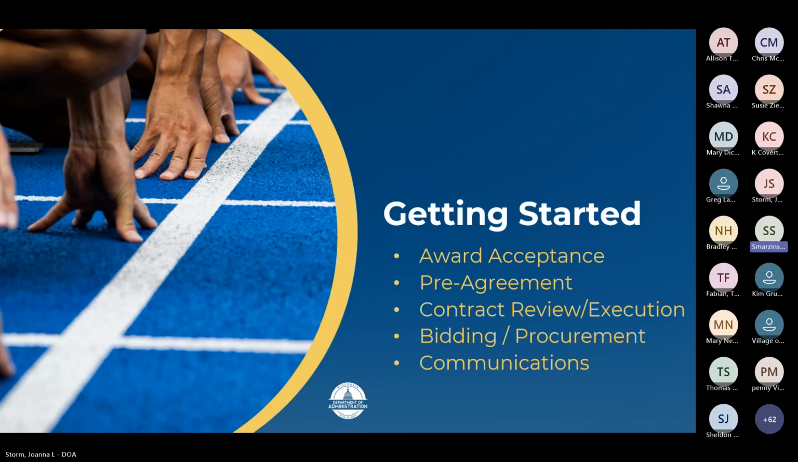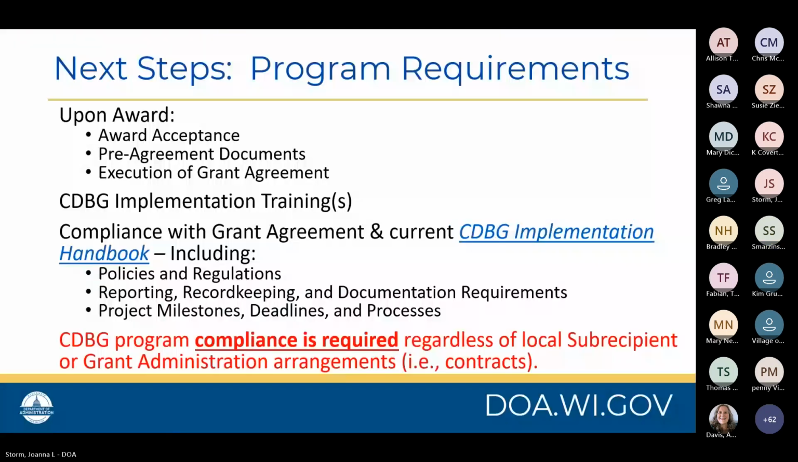Thank you, Angela. Now we'll focus on the immediate next steps related to getting your project started. All 2024 CDBG PF awardees should have returned their signed award acceptance to Decker by now. If you've received a recent project award, please return the signed acceptance as soon as possible. You should also provide additional pre-agreement documentation to Decker. Refer to your award letter for more detail. Execute the grant agreement with DOA, and remain compliant with the grant agreement and our current program requirements as stated in our CDBG Implementation Handbook.